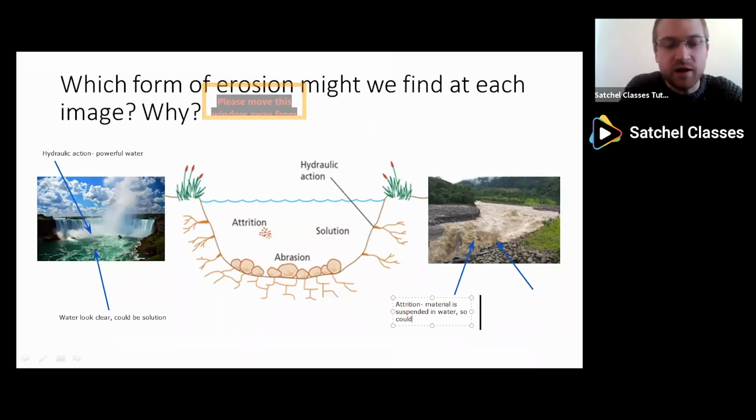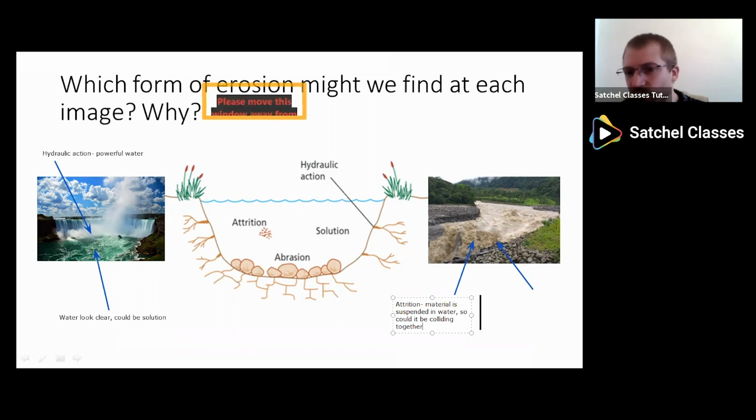So it could be colliding together, chipping away and getting smaller. We can potentially make that assumption. It could be really, really fine sediment. It could also happen with larger sediment, and we can see the size that sediment can get to on the side. So potentially we could assume that it could be attrition here.